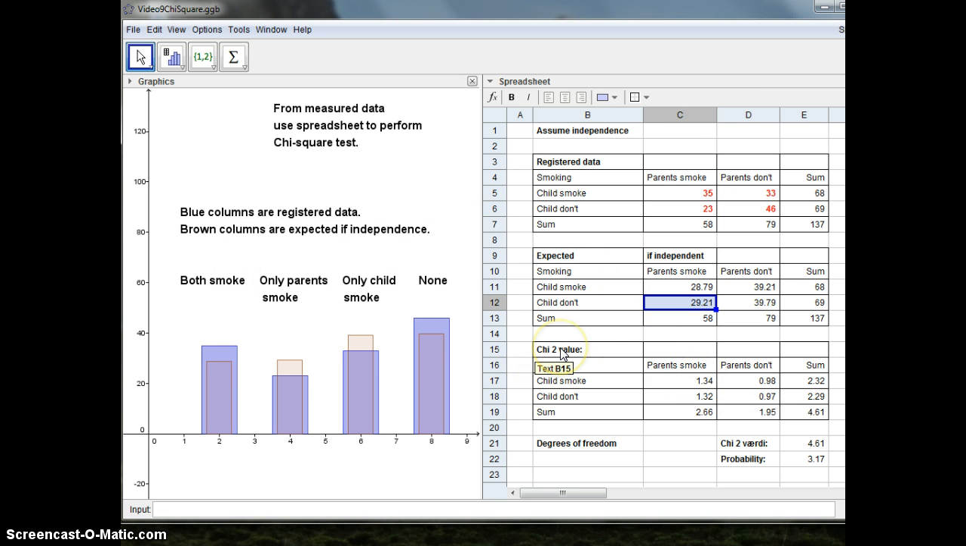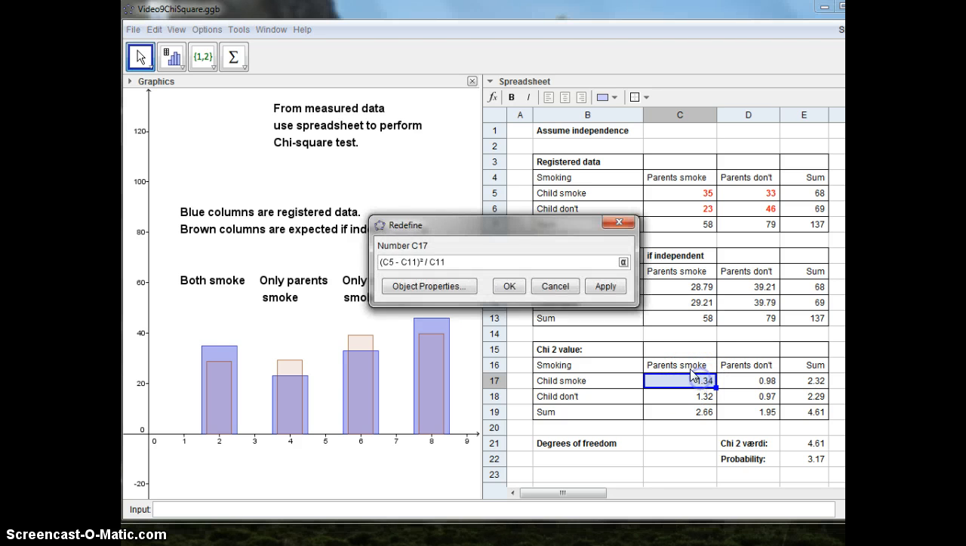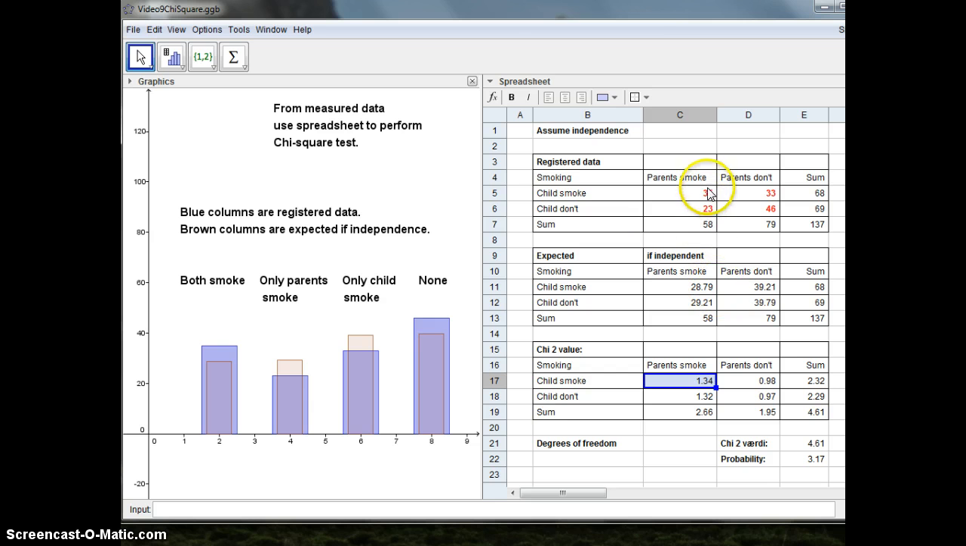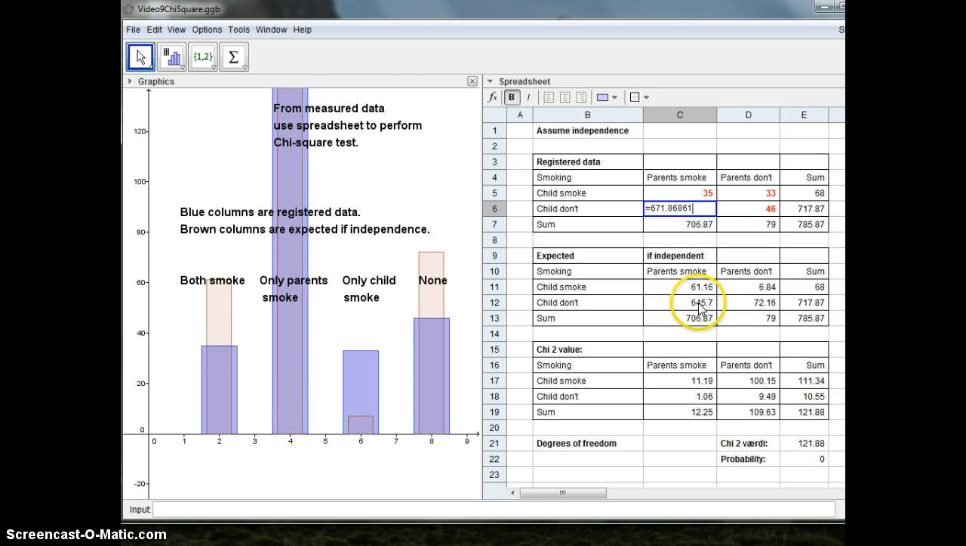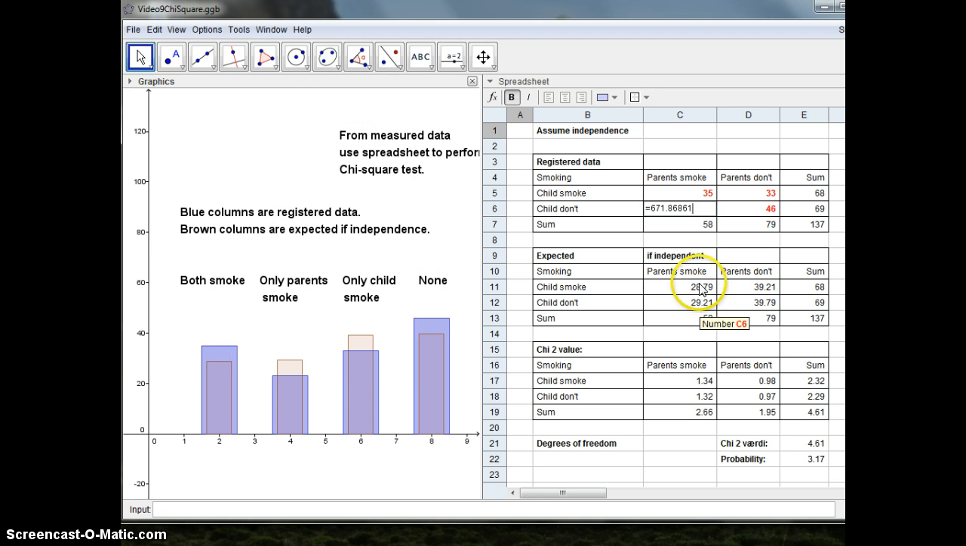When we evaluate the chi-square test, we have to make some chi-square values. And the first one here, that is the difference between those two, squared, divided by the expected. So we have the difference between that one, 23, and what was it? Well, fortunately I haven't bound here. 23.